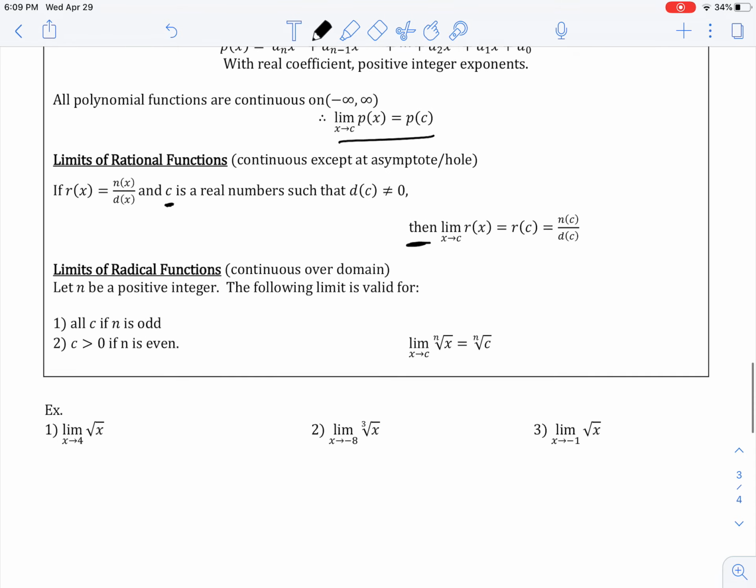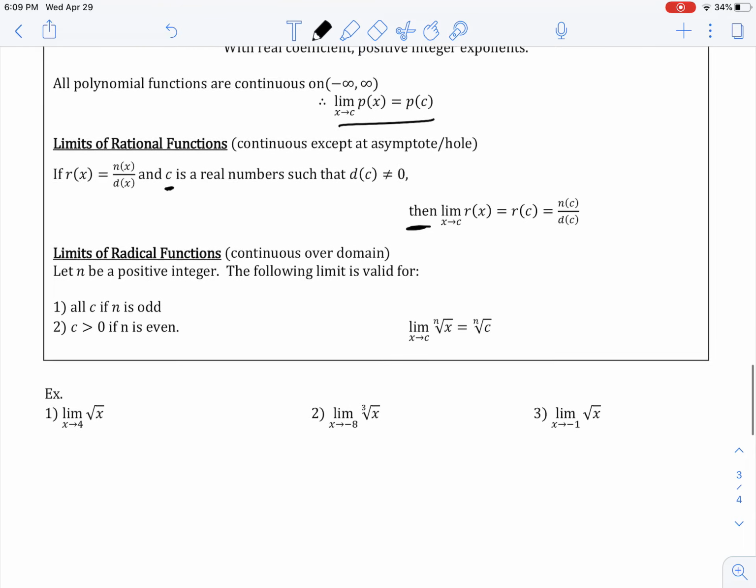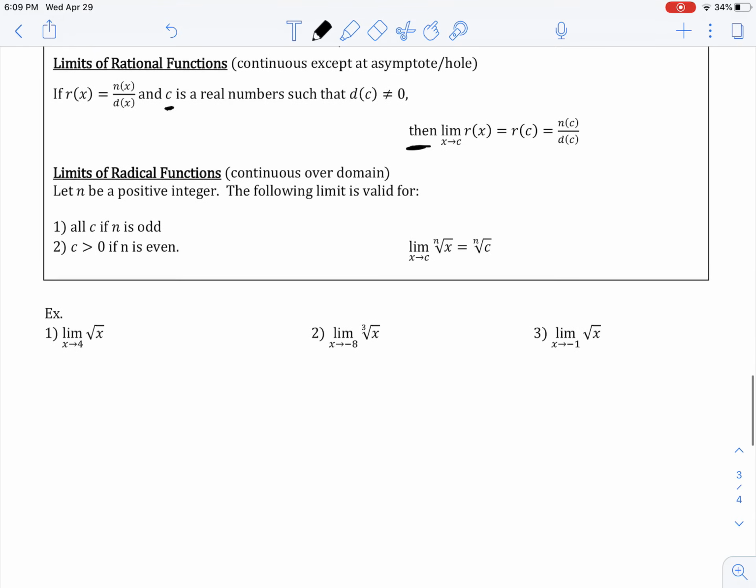Now, what about for radical functions? It really depends. If your index is going to be odd, then it's fair game. You can just do direct substitution. However, if your index here is an even number, so you're taking an even root of a function, then we just have to ensure that our c value is going to be positive. And I know that sounds complicated, me reading that out like that. So let's try a couple of examples to really hammer this home. Again, keep in your mind what type of index we have.